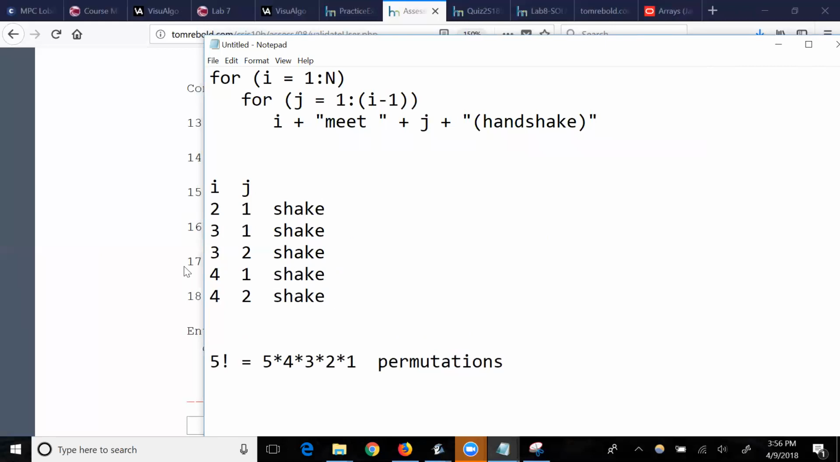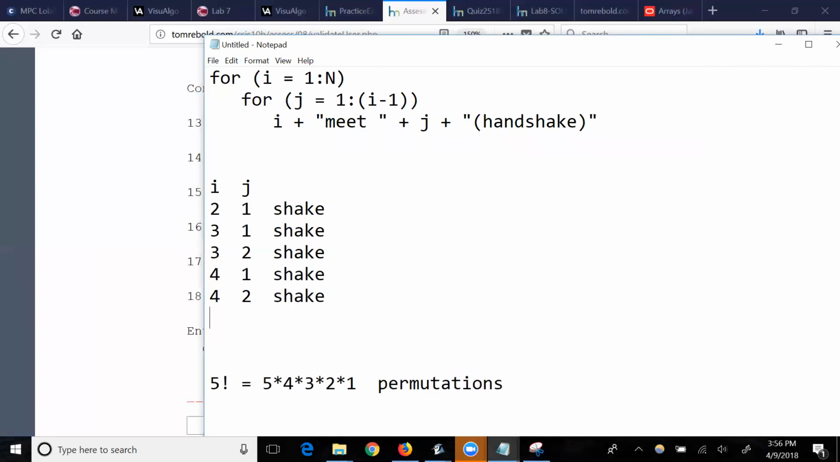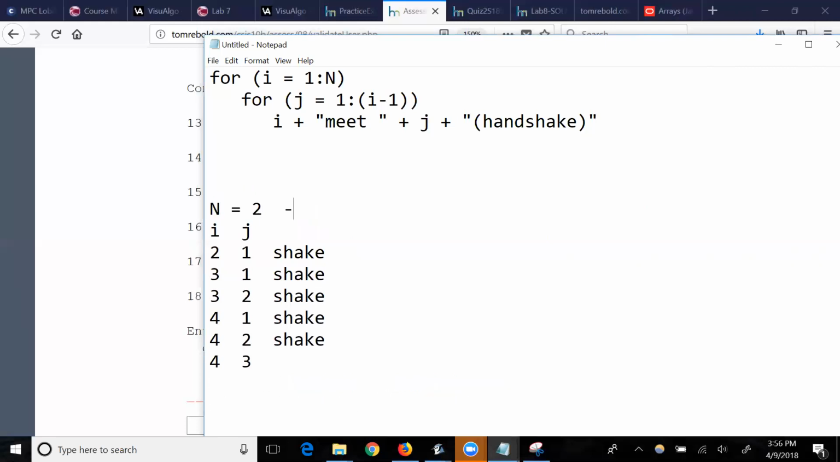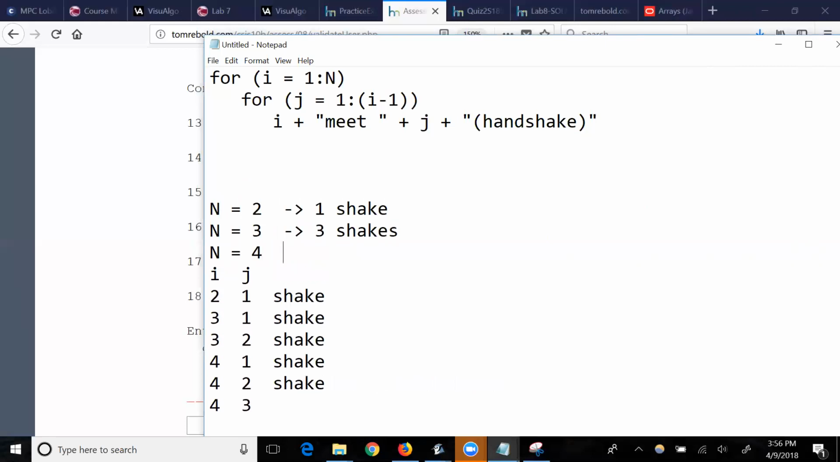4, 2. So in general, this is sort of like Gauss's thing. It's going to be n times n minus 1 over 2, something like that, which is order of n squared. Handshakes at a party like that. So if n equals 2, there's only going to be 1 shake. If n equals 3, you're going to have 3 handshakes. If n equals 4, you're going to have another shake there, so 1, 2, 3, 4, 5, 6 handshakes. If n equals 5, you're going to have another 4. You're going to have 10 handshakes.